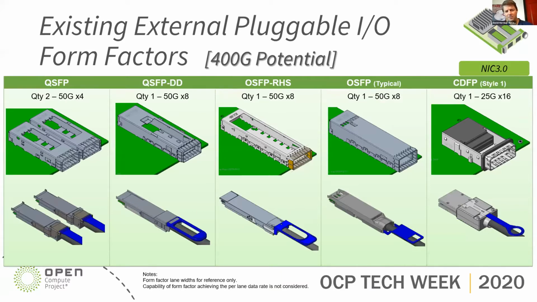Now that we've introduced what these potential external pluggable form factors might be, let's get a visual of what they look like. Going from left to right, we can see the QSFP form factor, which is x4, so it would take 2 of these. The next, QSFP double density, is a x8, and could support this at 50 gig lane SerDes. With OSFP, there are 2 versions. We have the OSFP RHS, or riding heatsink, and then we have the OSFP typical, which has the thermal solution integrated in the pluggable module itself.